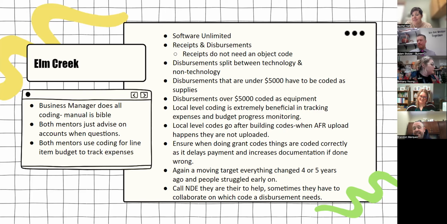And again, this, like everything else in education, is a moving target. It changed 4 or 5 years ago. Tom said people really struggled with it when it changed over. So I'm sure we'll see this change in our lifetime. And then call NDE to help.